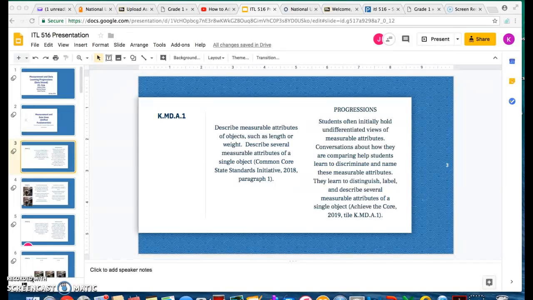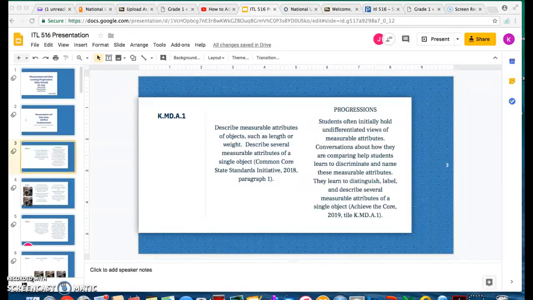Another example of using non-standard units would be using their hands to measure length. For example, a child could be asked to measure the length of their table using their handspan. They can then record how many handspans the table was. You can also use this to compare to other items.